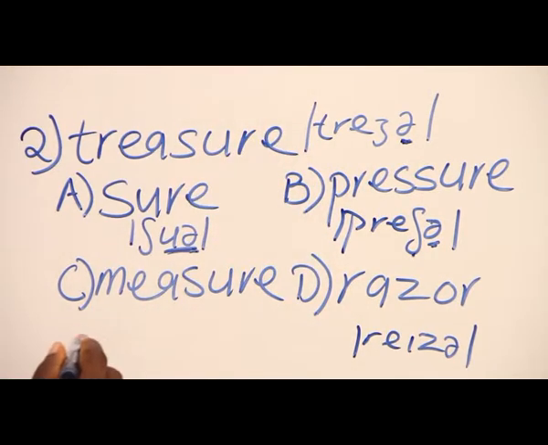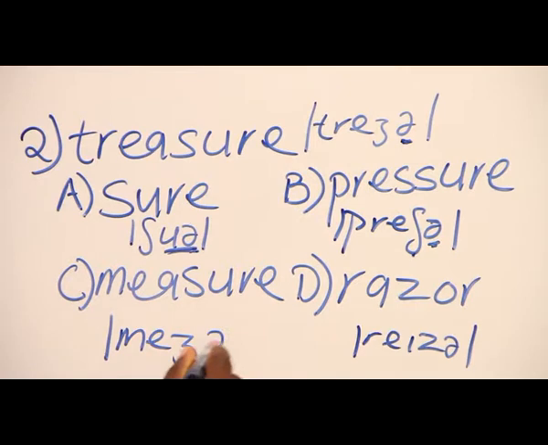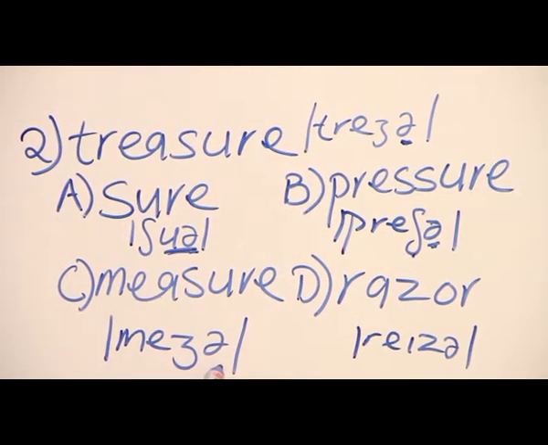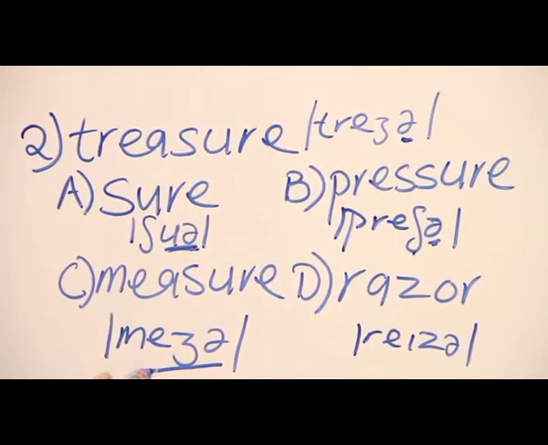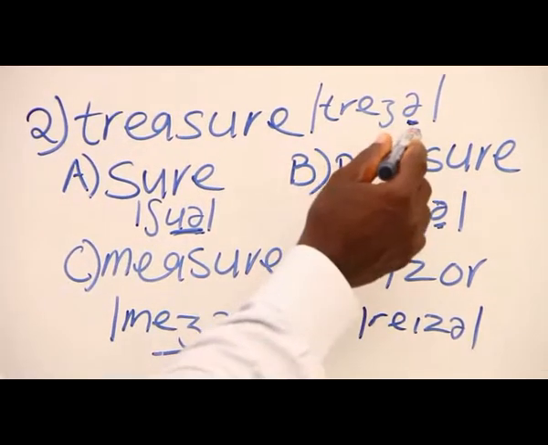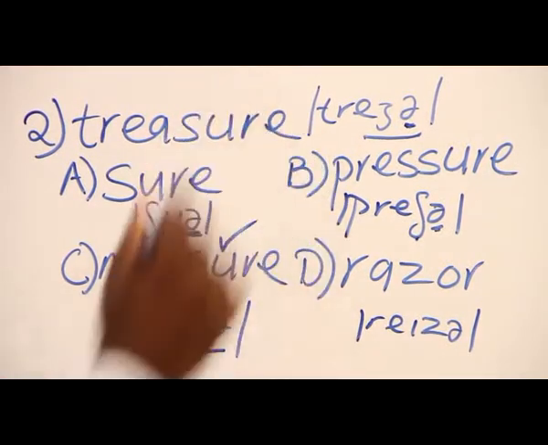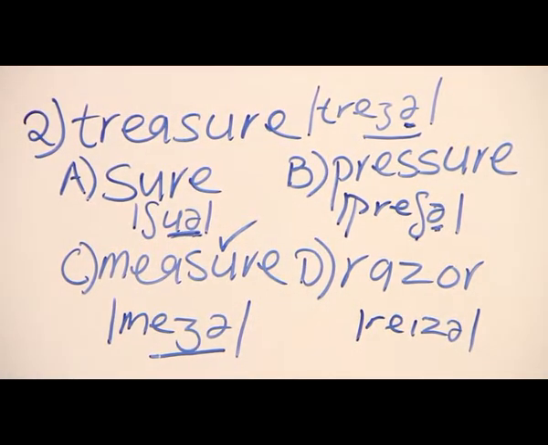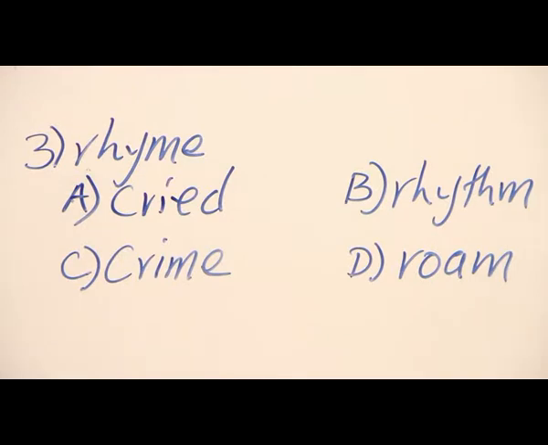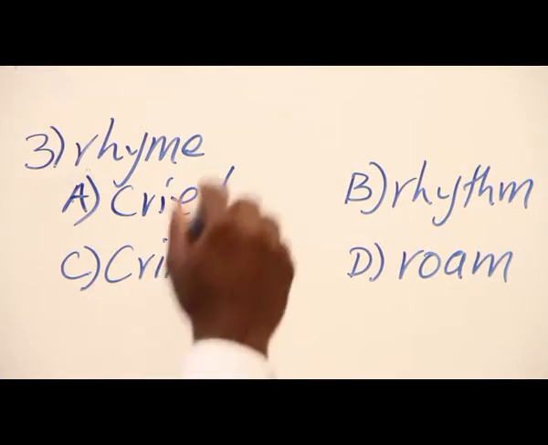Now if we take the next one, option C, that will be measure. Measure. And this option rhymes with the given word up to 3 points. So that becomes the answer. So our answer to question number 2 is option C, measure. Now we want to take question number 3. Our word is what? Rhyme.